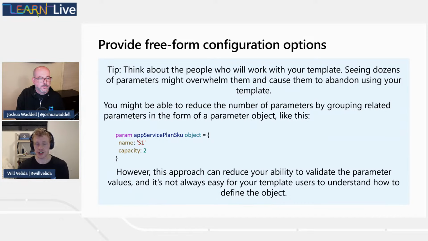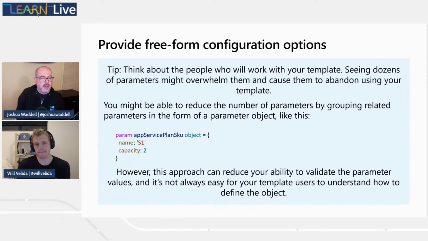Now, you might be able to reduce the number of parameters by grouping related parameters in the form of a parameter object like this. So here I've got a parameter object for app service plan SKU, defining the name and capacity. However, there's always a catch with these things. This approach might reduce your ability to actually validate the parameter values. And it's not always easy for template users to understand how to define the object. So there's a little bit of a balance that you need to strike here.